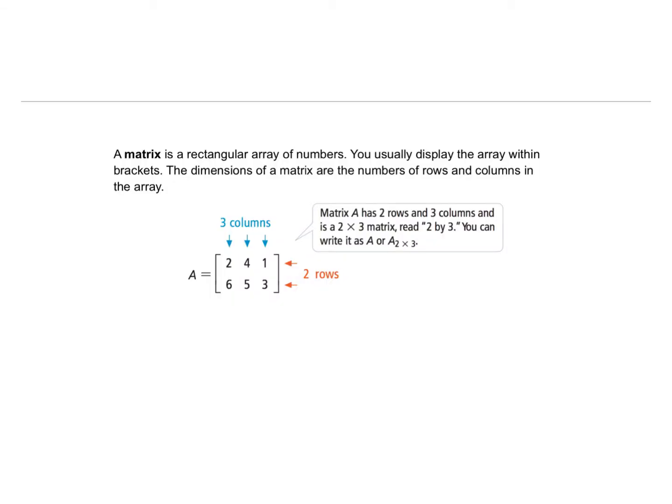A matrix is a rectangular array of numbers. You usually display the array within brackets. So those are the brackets that they have here. The dimensions of a matrix are the numbers of rows and columns in the array. So think about rows as like in the movie theater, you go down the rows. So here we would have 2 rows and 3 columns. So it always goes rows by columns. So there's 2 rows here and 3 columns. So this would be a 2 by 3 matrix.